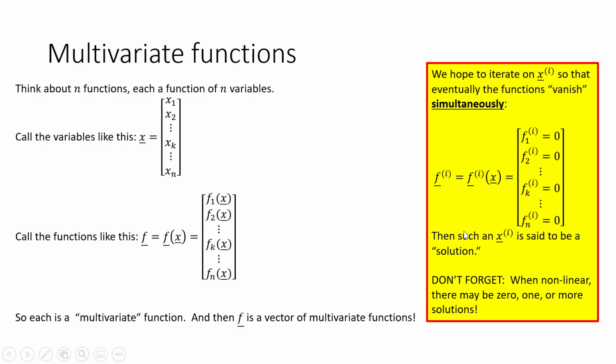And the idea is we're trying to iterate on this x. We're trying to change our x's so that we get those scalar functions to all vanish simultaneously. So vanishing means that the function goes to zero, all of the functions simultaneously. When that happens, that x^(i) is said to be a solution. We're going to be dealing with nonlinear situations, so you actually may not have a solution. So you may have zero solutions, you might have one, you might have more. I'll show you a good example in a moment.